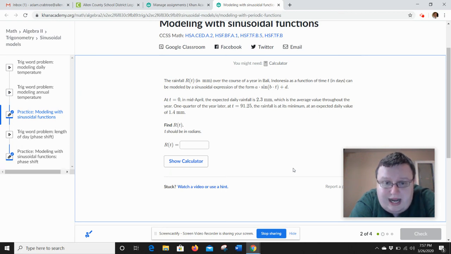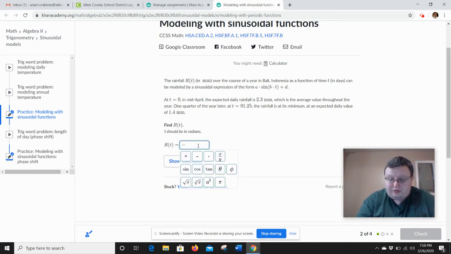And you can figure out what that A value is. The minimum is 1.4 millimeters. So if the average is 2.3 minus 1.4, you get your actual amplitude of 0.9, but you need to put a negative in front of it because we're dealing with a negative function. Then you want to figure out that the midline is at 2.3, so it's been shifted up 2.3. That gives you your vertical shift.